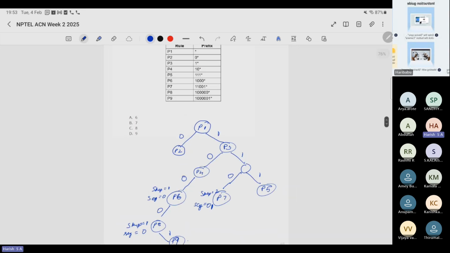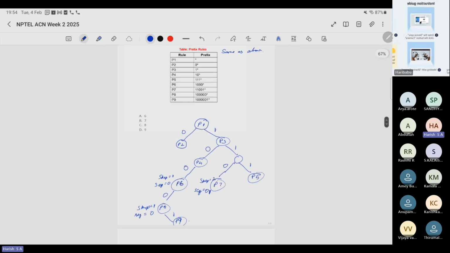Right, so I would like you to just take a look at this and see if you have any questions, because I'm assuming that you would have understood the basic formation of a trie. If you want me to explain from the scratch again, you can let me know. I can do that as well. Because the next questions will be very similar to this.